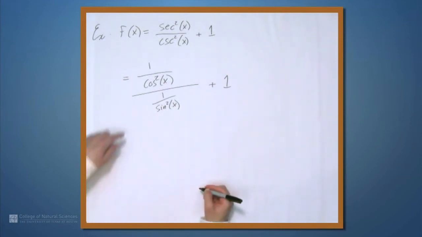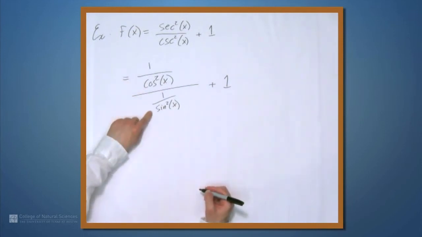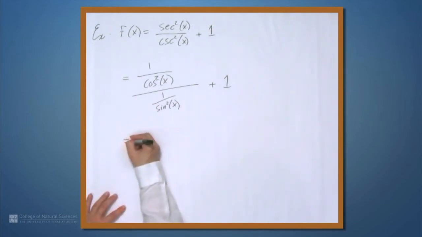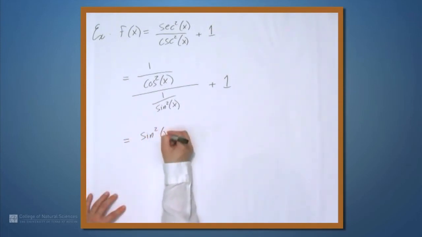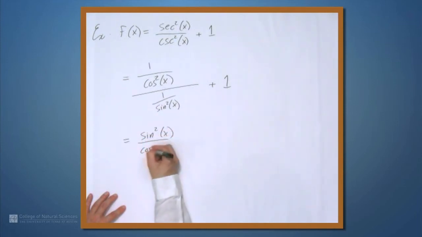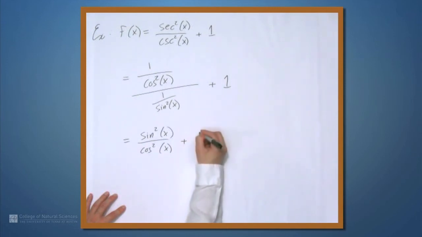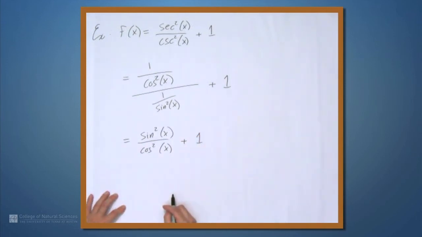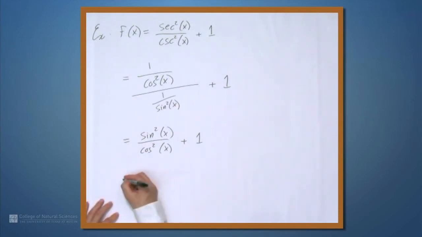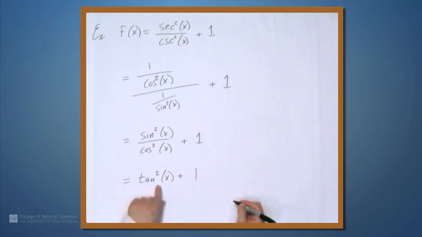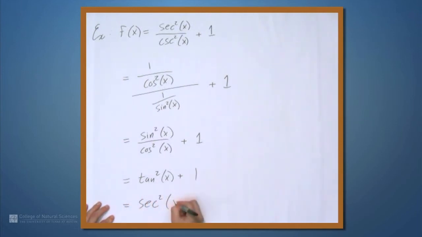plus 1. Now, dividing by 1 over sine squared is the same as multiplying by sine squared. So this is sine squared x over cosine squared x plus 1. But what's sine squared over cosine squared? That is simply tangent squared plus 1. And if you remember your trig identities, tangent squared plus 1 is secant squared. So to take the derivative of this thing, all we need to do is take the derivative of secant squared. So let's do that.